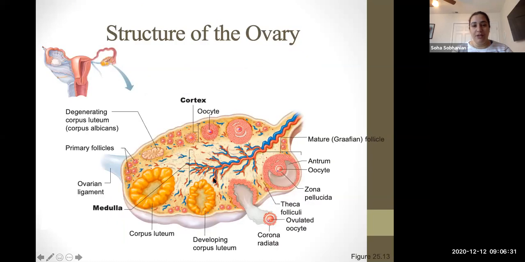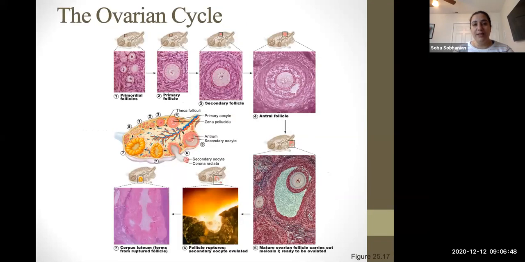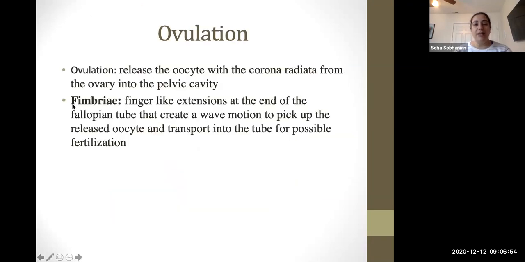I want to make sure this is clear, guys. If you look at this picture, the oocyte that's being released, or the ovum that's being released, is not released directly into the fallopian tube. It actually gets released into the pelvic cavity, which I think is fascinating. So the question is, wait, if it's in the pelvic cavity, how does it end up inside the fallopian tube? And for that, we need what we call fimbriae.